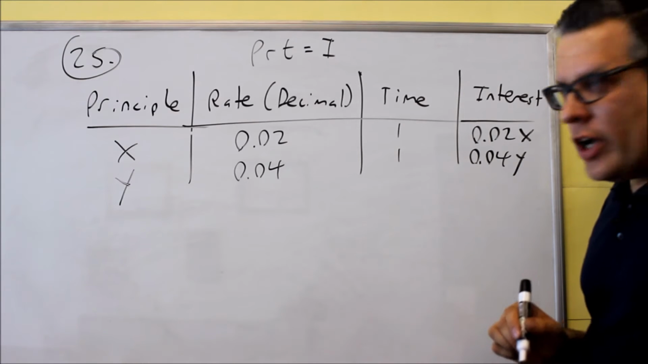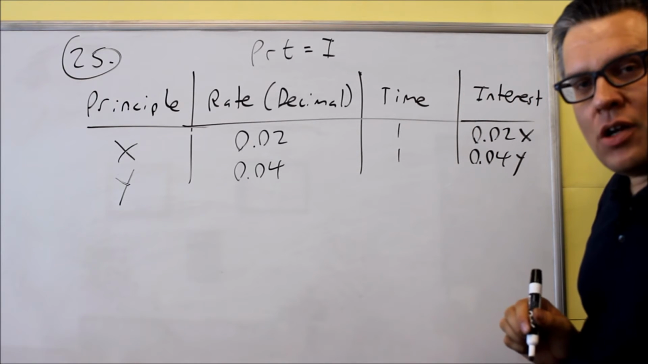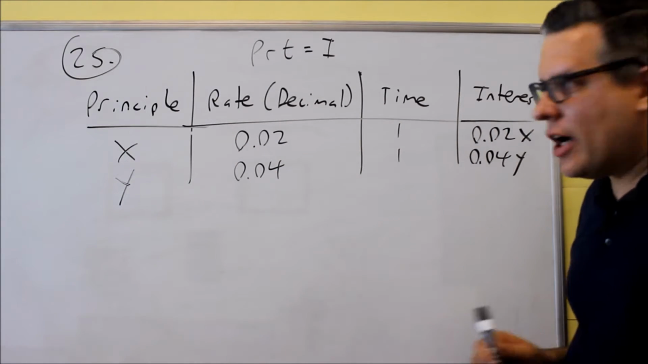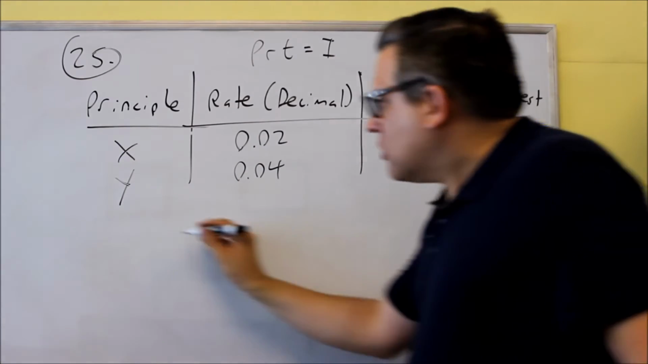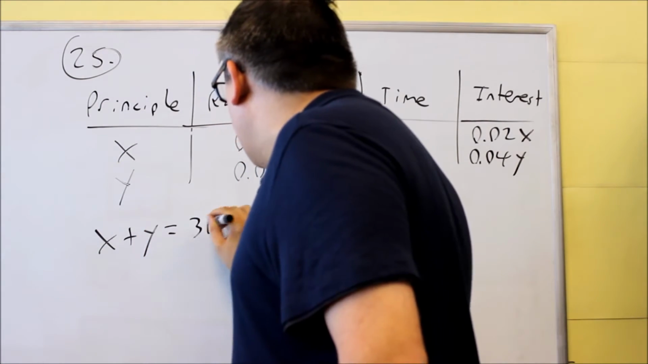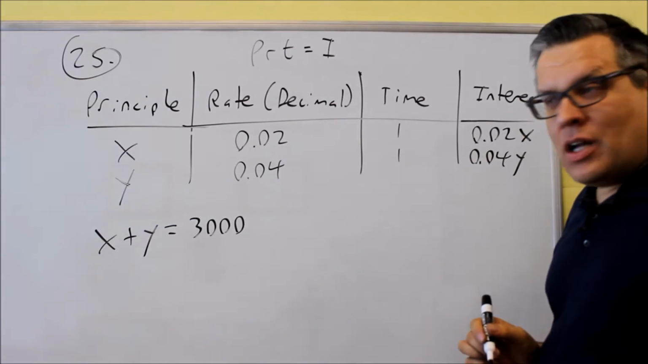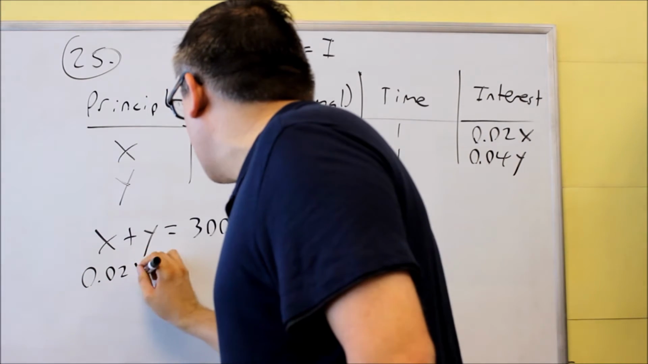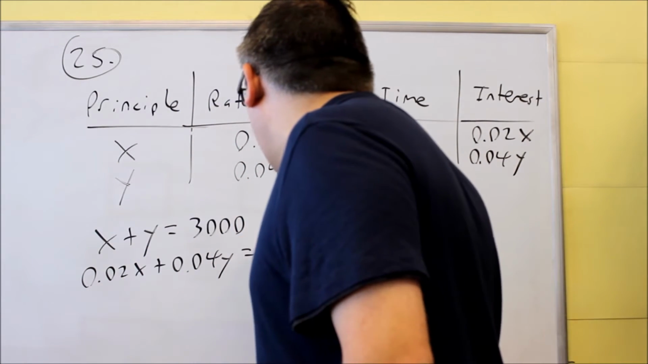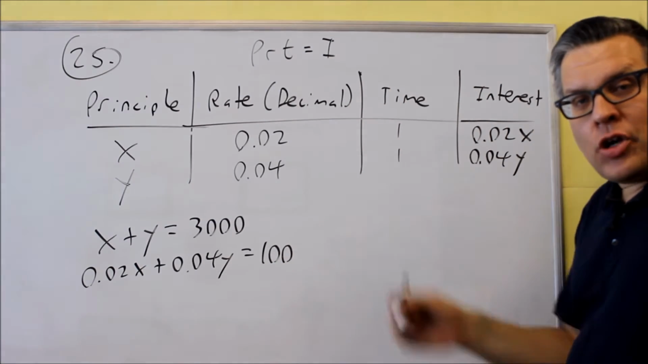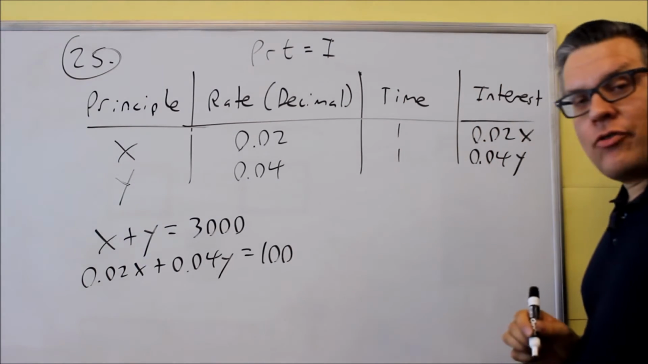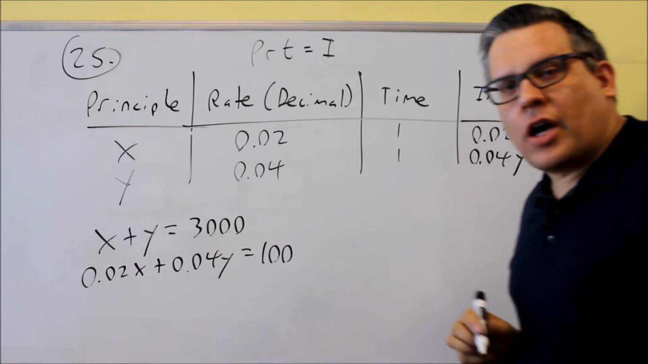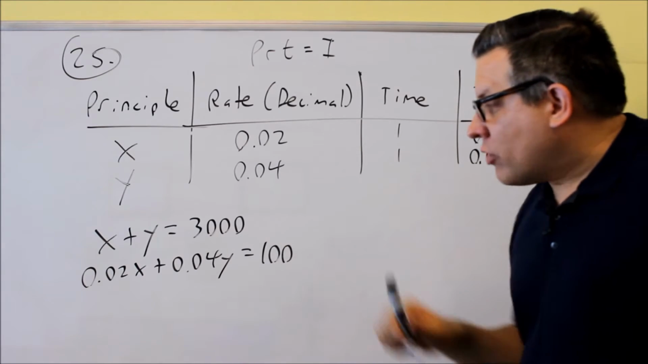Now we have to come up with a system of equations from this information. We're told that the total amount of investment is $3,000 by adding those two together. So one equation I have is x plus y equals 3,000. The other one is an expression for my interest: 0.02x plus 0.04y. That's going to have to add up to 100 because we were told in the problem that the total interest we get from both accounts, adding all that together, is 100. So this is my system of equations, and now I just want to solve this.